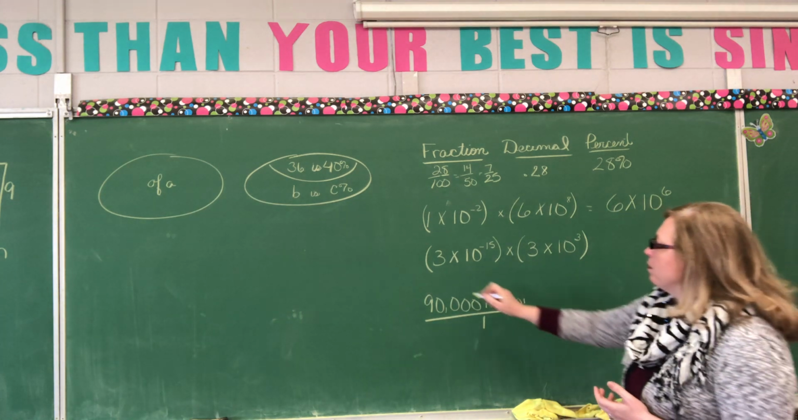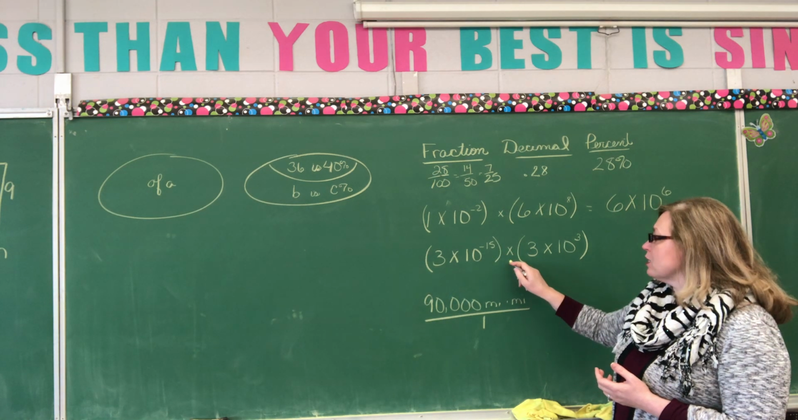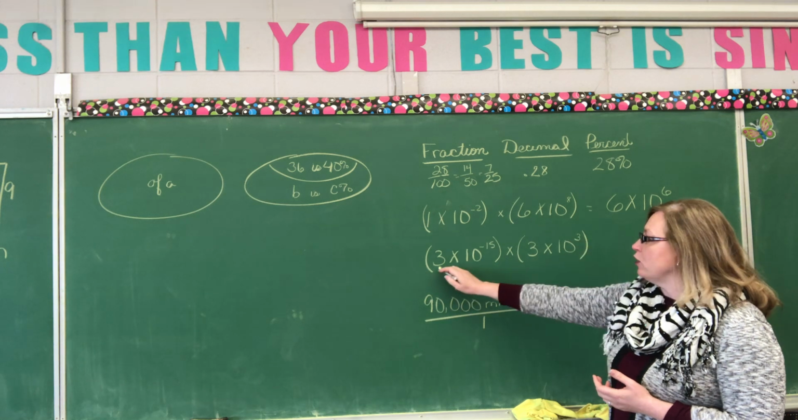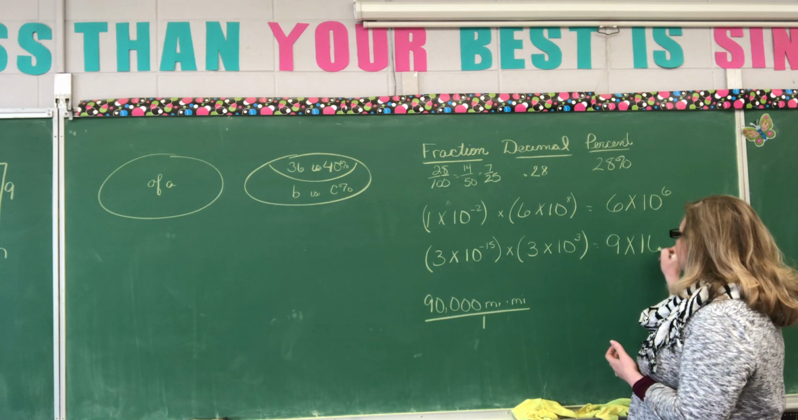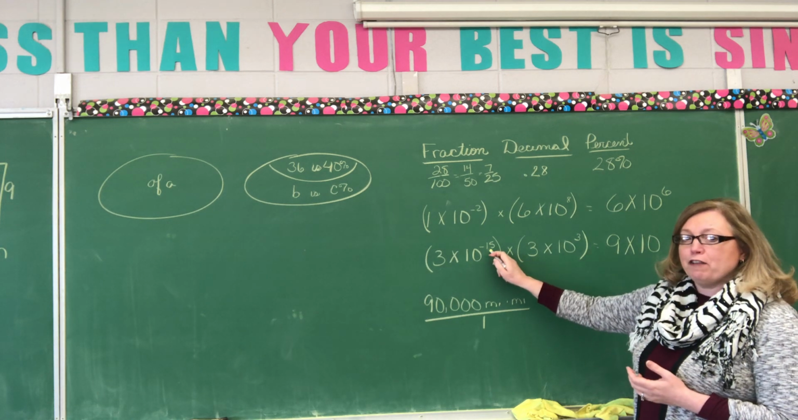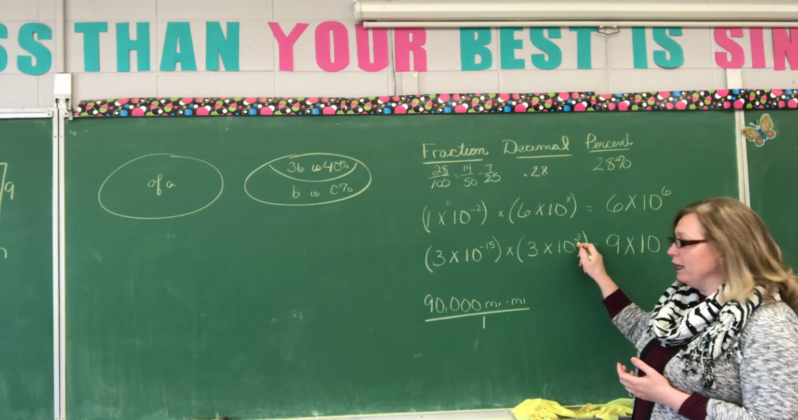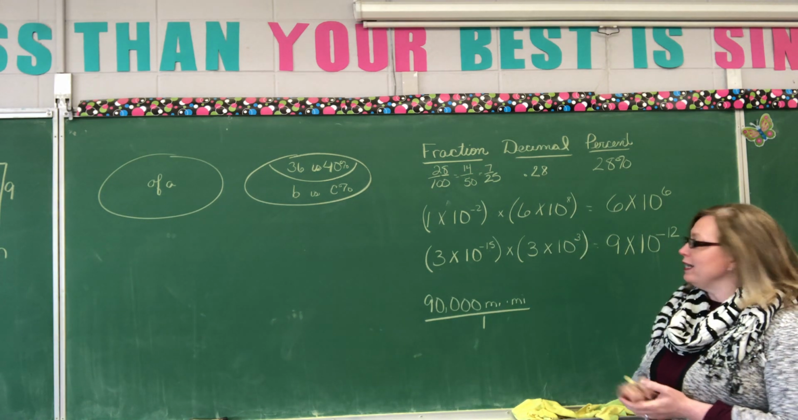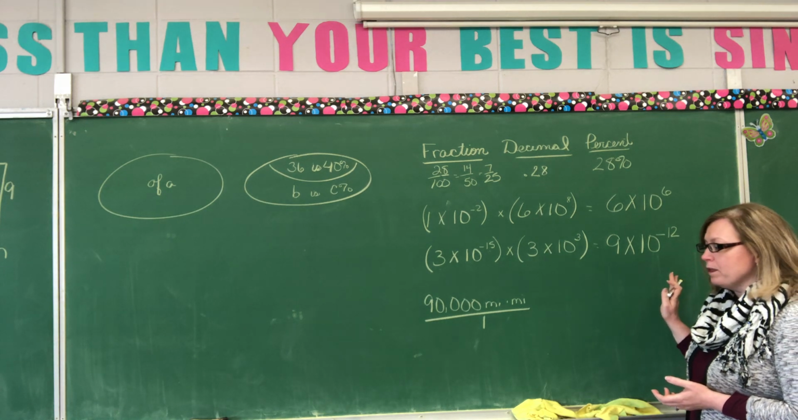Let's try another one. 3 times 10 to the negative 15th power times 3 times 10 to the 3rd power. Okay, so we're going to say 3 times 3 is 9 times 10. Negative 15 plus a positive 3 would be a negative 12. So our answer is 9 times 10 to the negative 12th power.